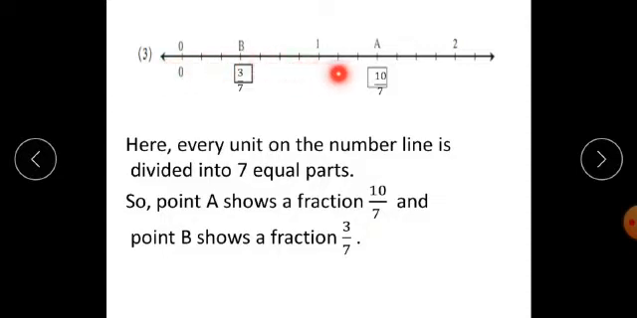Students, be careful. Point A is here. This is 7 upon 7, 8, 9 and 10. Therefore, point A represents the fraction 10 upon 7, or we can say one integer 3 upon 7. And point B shows the fraction 3 upon 7 because it is the third part after 0.